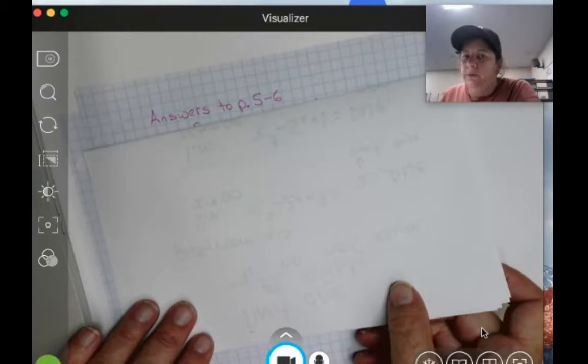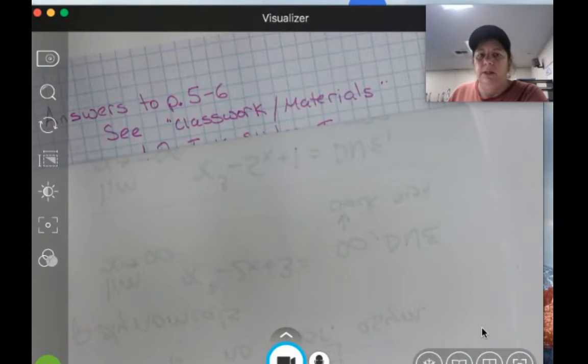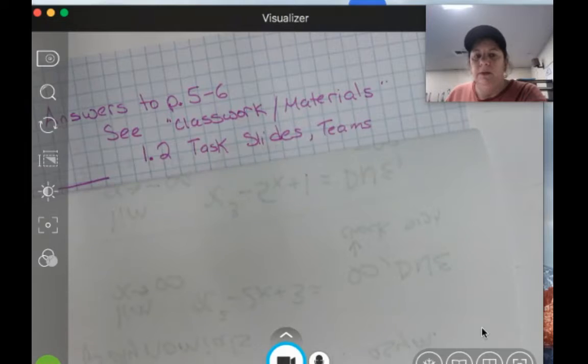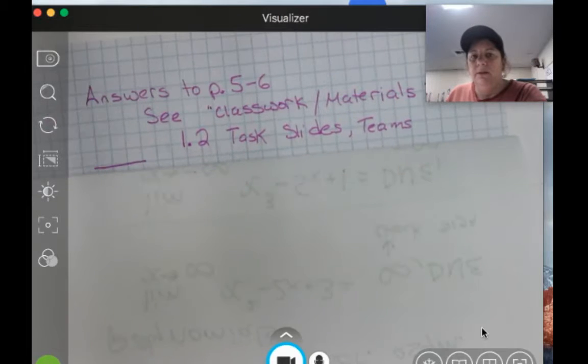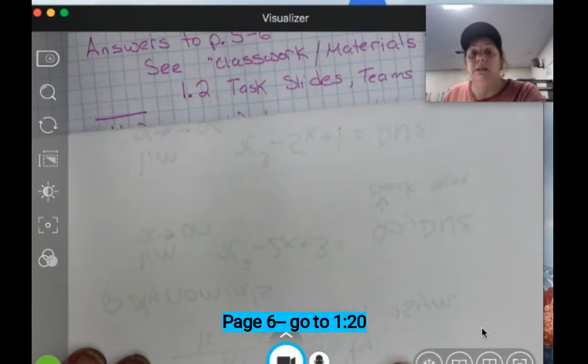We went over the answers to page 5 and 6, and you could find those on Google Classroom. It's under classwork materials, and there's something called 1.2 task slides for teams. That's where we did that work, and your team members put the answers up for you. But we are going to do a little bit of notes on page 6 in just a second.